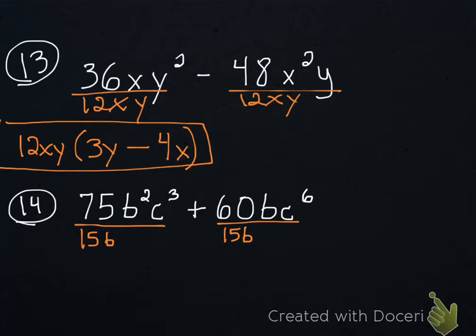Now look at c's. I have c cubed and c to the 6. So I pull out the smaller of the 2 exponents. So that's c cubed.